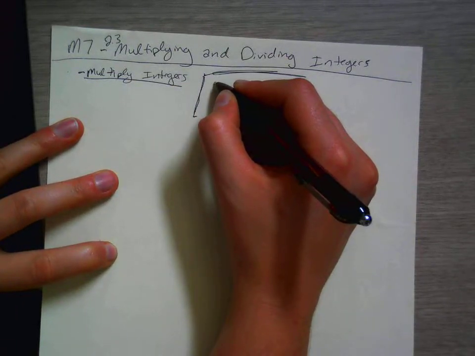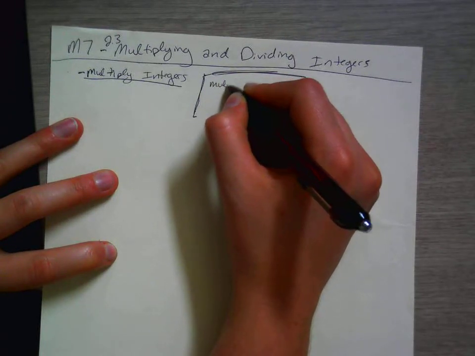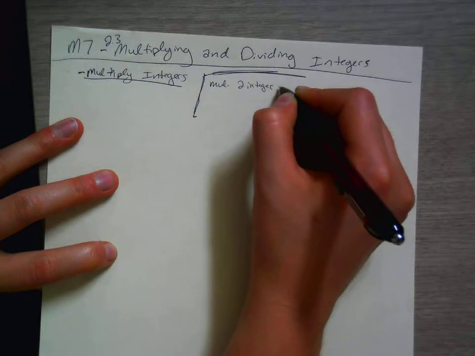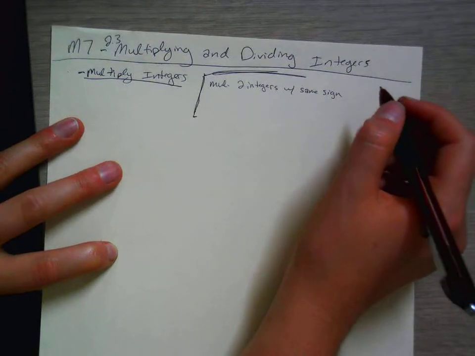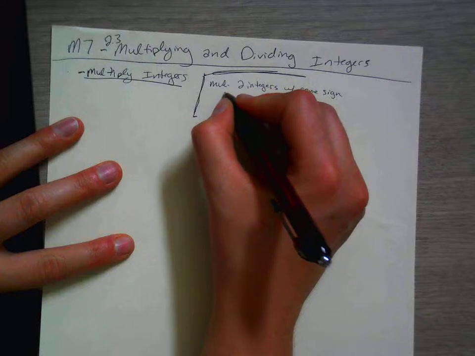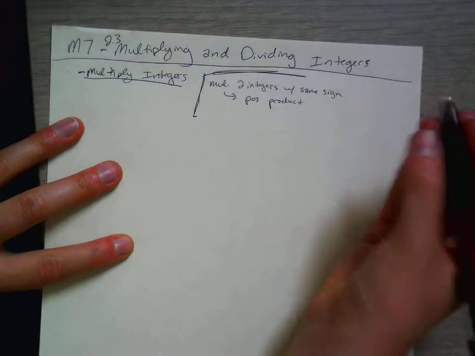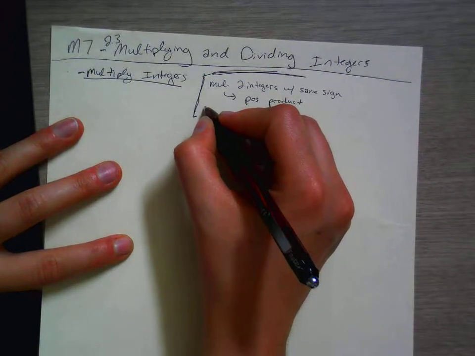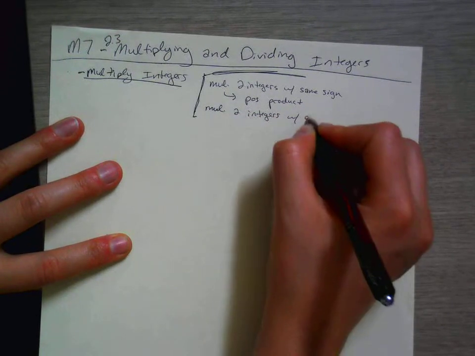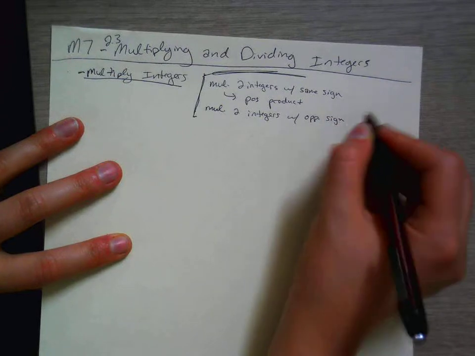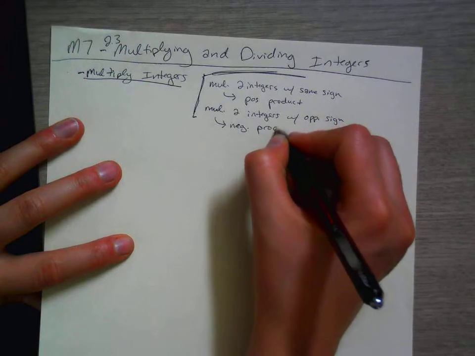Very important here. Make sure you write this down. For example, when you multiply two integers with the same sign, like positive and positive or negative and negative, the product is positive. Positive product. When you multiply two integers with opposite signs, like a negative and a positive or positive and negative, you get a negative product.